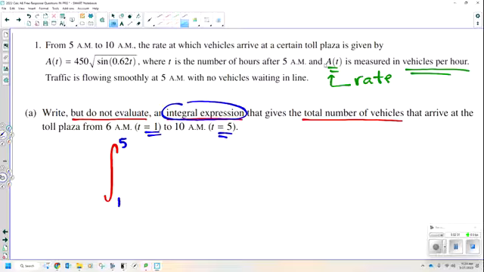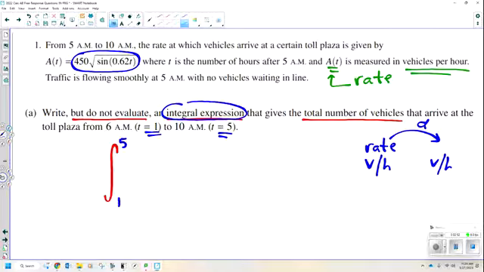Now, if you haven't figured it out yet, we are going to integrate this. I had mentioned earlier that A of t is a rate. So if I have a rate, in this case vehicles per hour, and I take the derivative of that, that will give me vehicles per hour squared. But if I go backward and integrate, which is what we're doing, that gives me just the vehicles. That gives me my quantity, not a rate anymore.